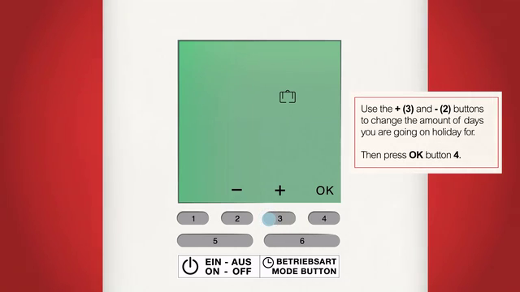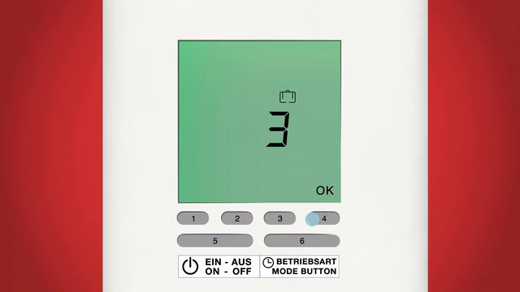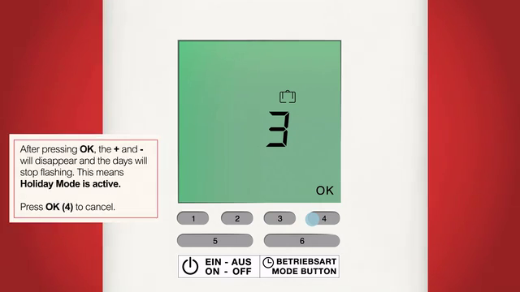This holiday mode can be used if you go away for a 7-day holiday. You can put the radiator into holiday mode for 6 days. Therefore, when you arrive home, you'll be greeted with a nice warm house. Now, after choosing how many days you want to put the radiator in holiday mode for, press OK, button 4. Now again, the plus and minus symbols will disappear and the number of days will stop flashing.